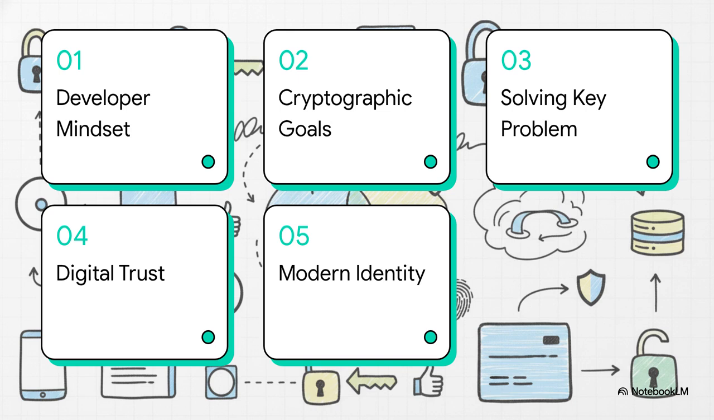Here is our roadmap for this explainer. We'll cover this in 5 parts. First, the developer security mindset. Second, the core cryptographic goals. Third, solving the key problem. Fourth, establishing digital trust. And finally, fifth, modern identity and authentication. This structure is going to guide us step by step.